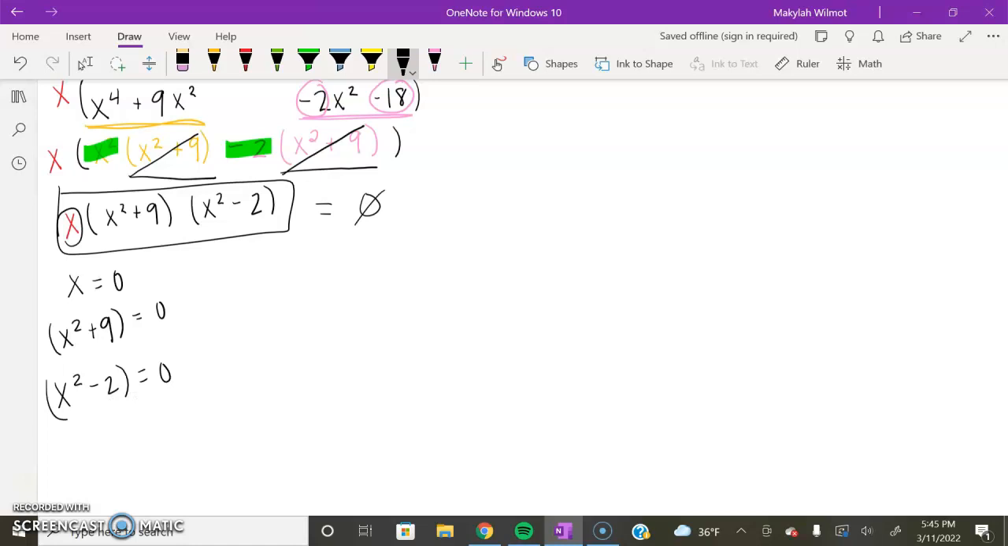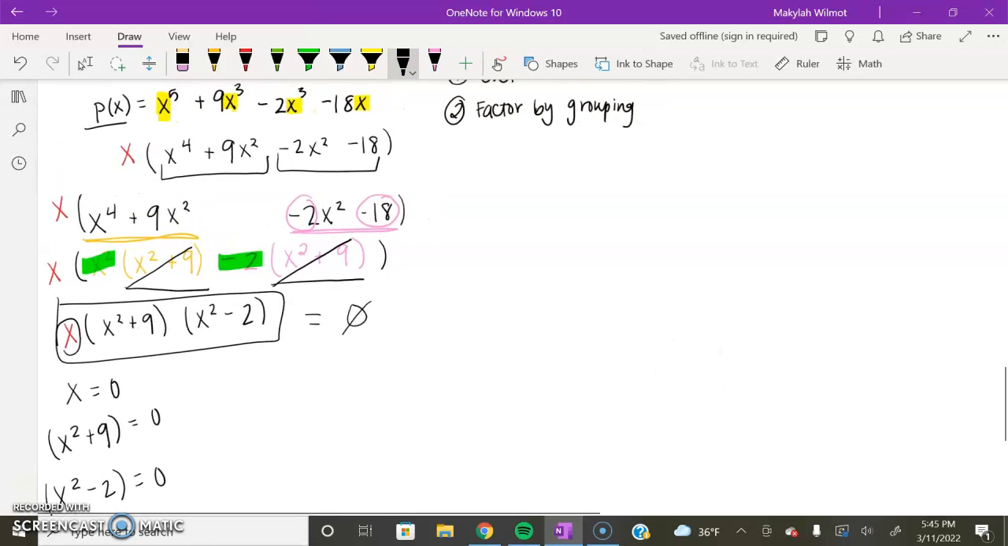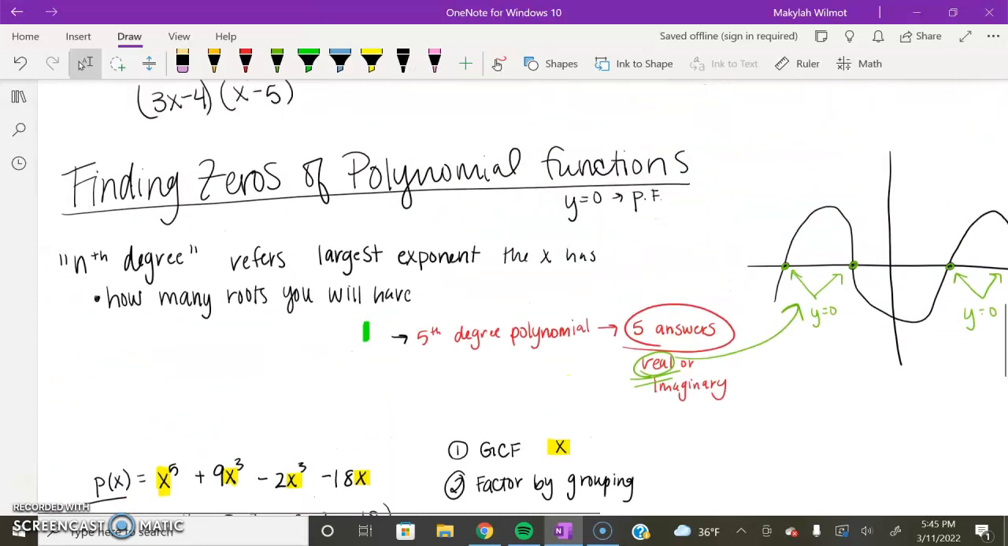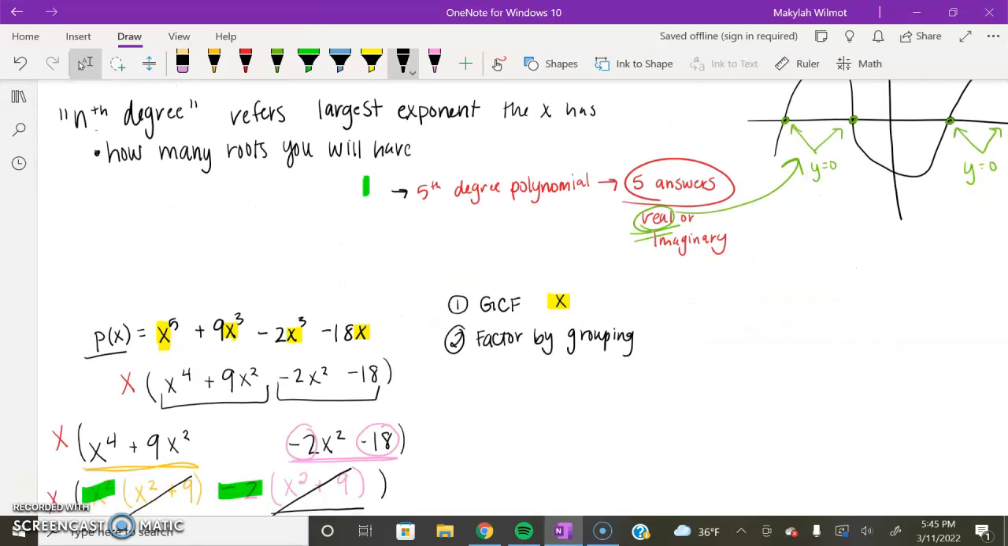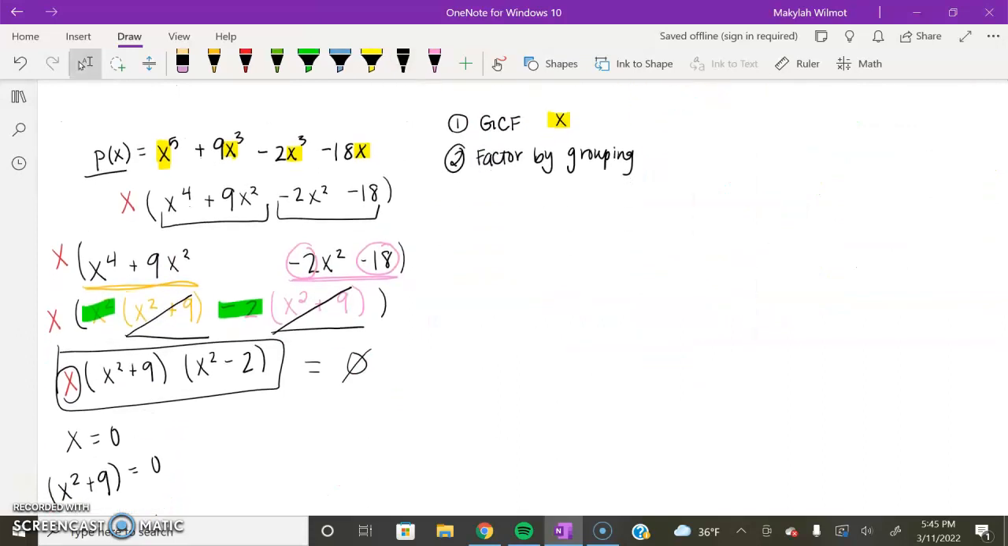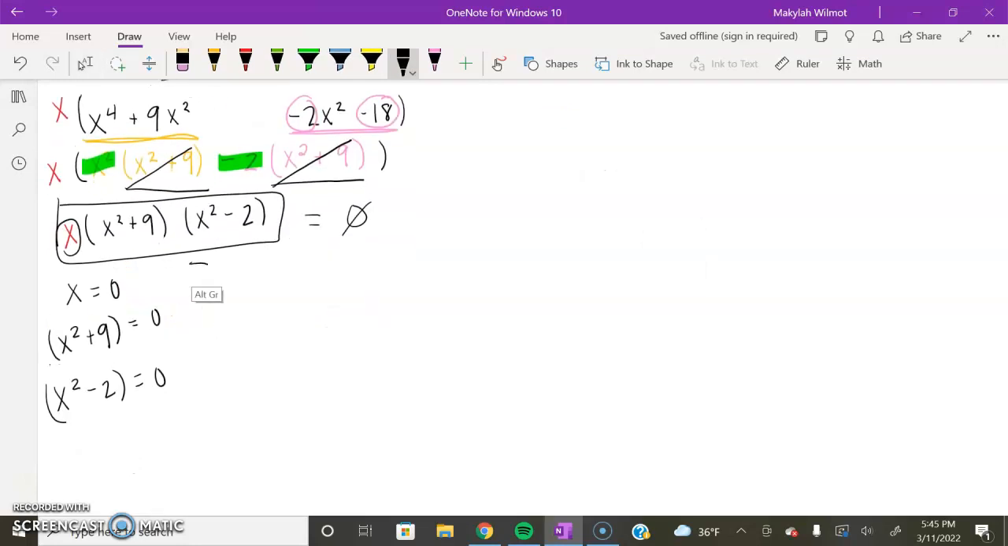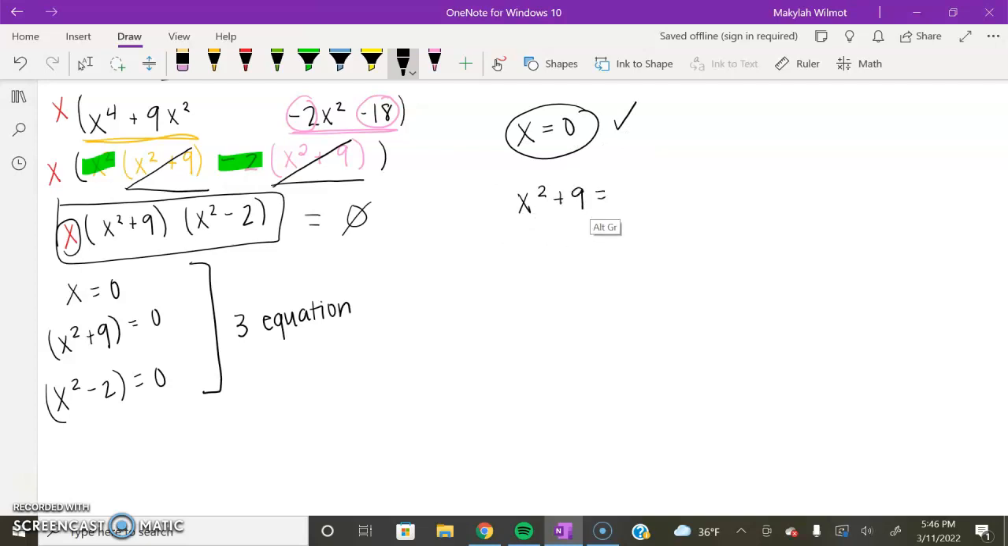Okay. Well, remember whenever I said the up here, the nth degree, that's how many roots you'll have. So in this equation, we should have 5 roots. Well, right here, we only have 3 equations, and I will explain why. So when we go to set these to 0, we're going to have x equals 0. That is one of them. x squared plus 9 equals 0.